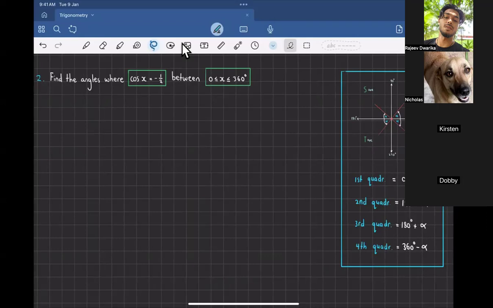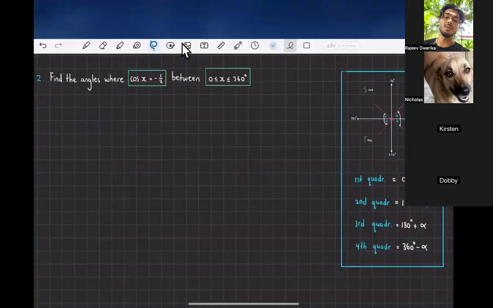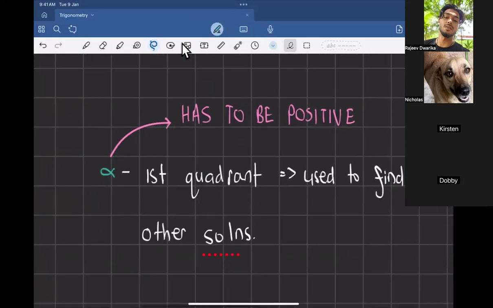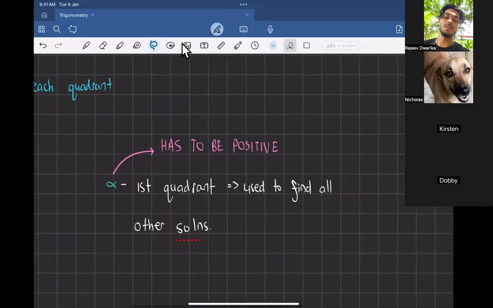Nicholas, you know what to do? Okay, so let me ask you a question. When you find your reference angle, are you going to find cos inverse of negative a half or positive a half? Positive. Right. Kirsten, keep that in mind. Look at what I said earlier. I said that alpha has to be positive because it is in the first quadrant.